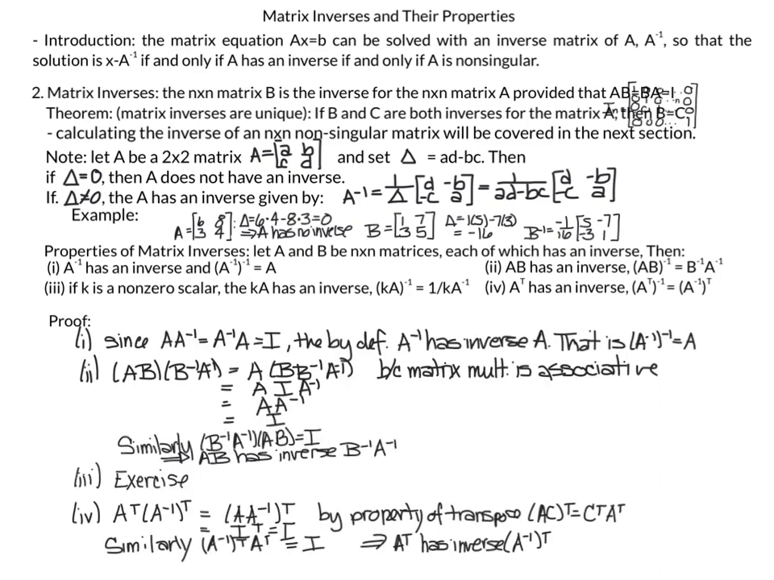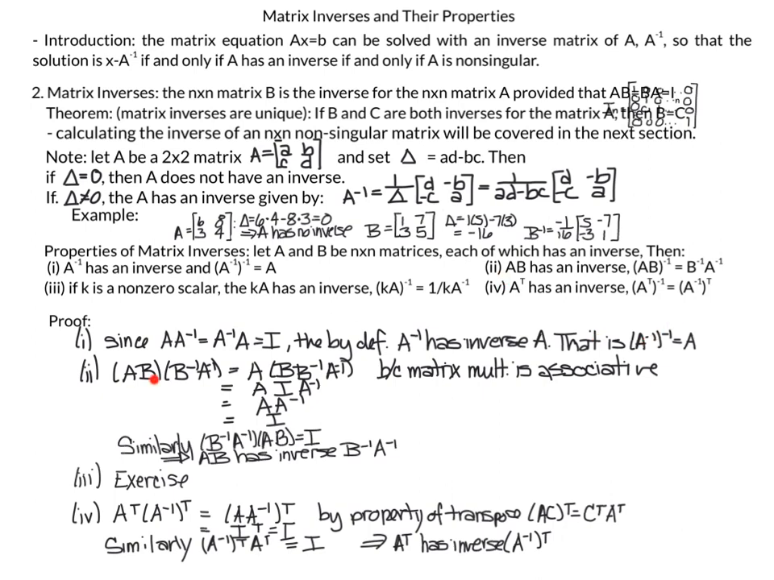So the proof of part 1 is we want to show that A inverse has an inverse, and it's equal to A. So we're going to multiply A inverse by its inverse, which is A, and we're going to do both multiplications, and we'll see it's equal to I, because of the definition that A is the inverse of A inverse, but it's true the other way around too. So by definition, A inverse has an inverse, and it is A. That is, the inverse of A inverse is equal to A.